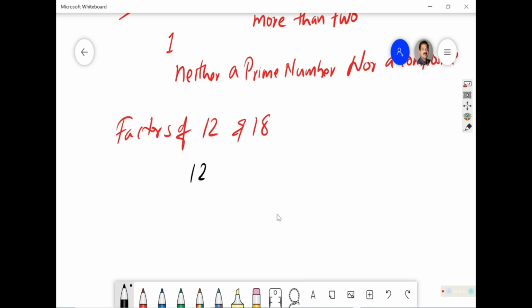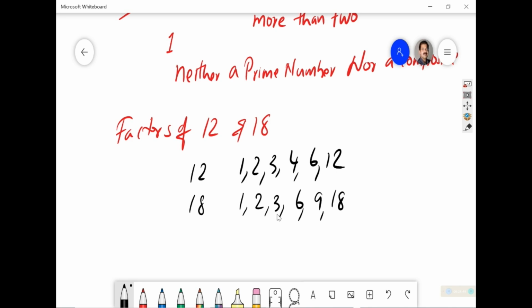12 is having factors like 1, 2, 3, 4, 6, 12. 18 is having factors like 1, 2, 3, 6, 9 and 18. And we find that common factors of 12 and 18, if you try to find out, you will see that there are certain numbers like 1 is common, 2 is common, 3 is common, 6 is common. Correct? 1, 2, 3, 6 are coming in both as common factors. Understood? So such situation comes.